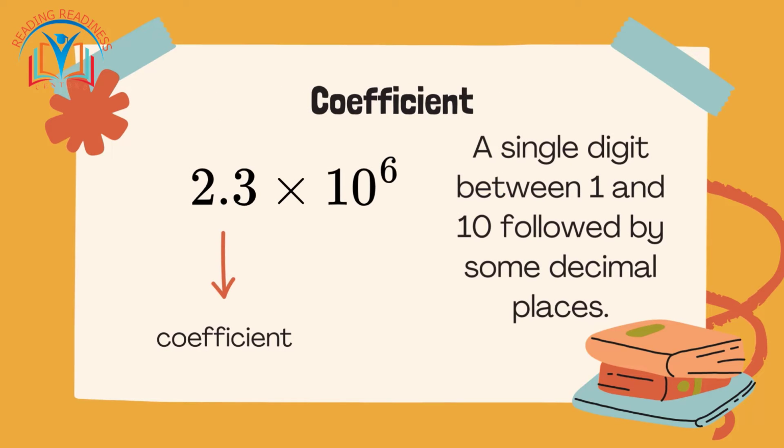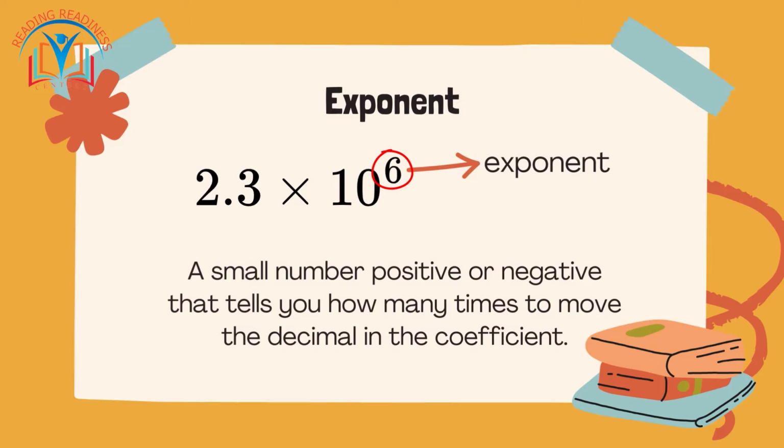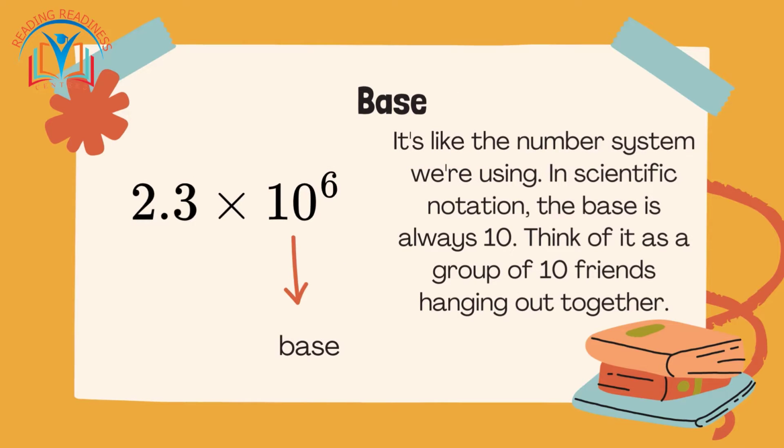A coefficient: a single digit between 1 and 10 followed by some decimal places. An exponent: a small number, positive or negative, that tells you how many times to move the decimal in the coefficient. The base. It's like the number system we are using. In scientific notation, the base is always 10. Think of it as a group of 10 friends hanging out together.